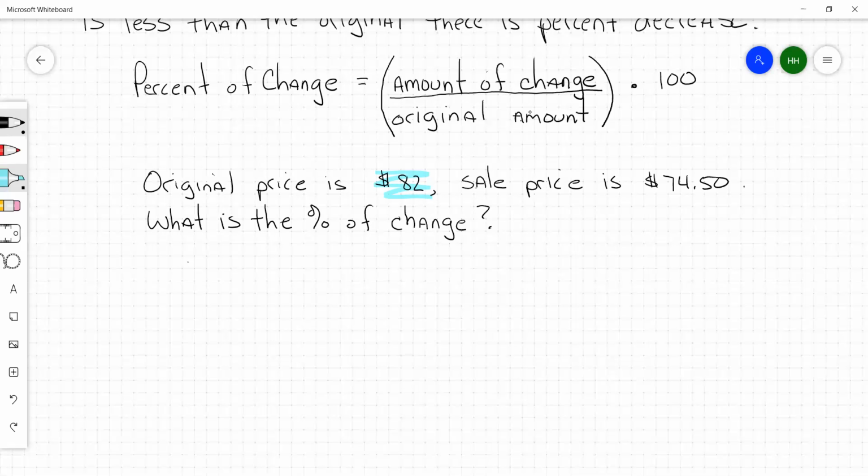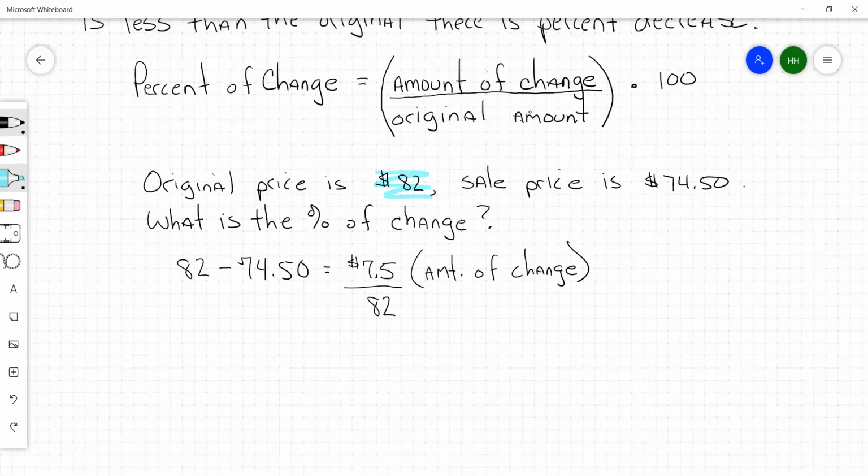These two numbers, numerator and denominator, always have to be positive. So the first thing we're going to do is take this 82 and subtract the 74.50. 82 minus 74.5 is 7.50. That's your amount of change. That's going to become your numerator. You're going to divide it by your original amount, which is in blue, your $82.